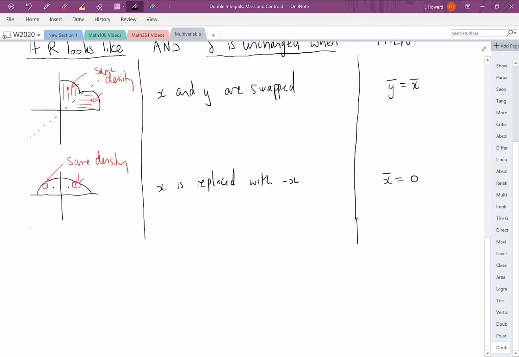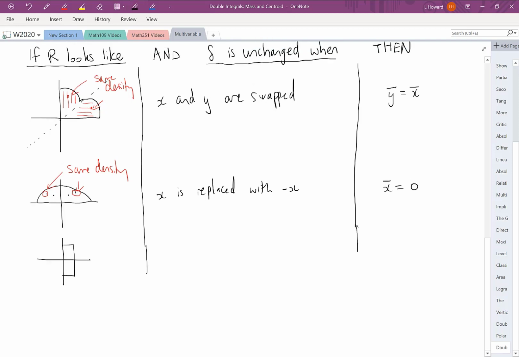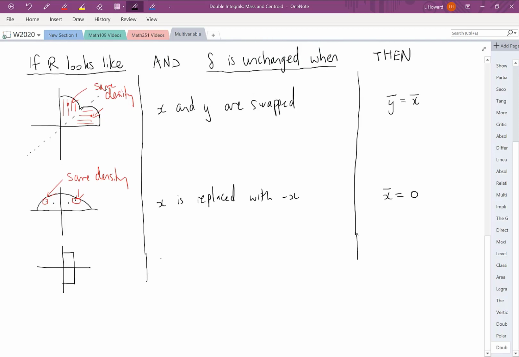And then final idea, let's look at the situation of vertical symmetry. So if you have a scenario like this, where your region is symmetric about the x-axis, and if it's also true that our function delta is unchanged when y is replaced with negative y, then we're going to be able to pair up all the points in this region. So by symmetry of R, all the points will pair up.